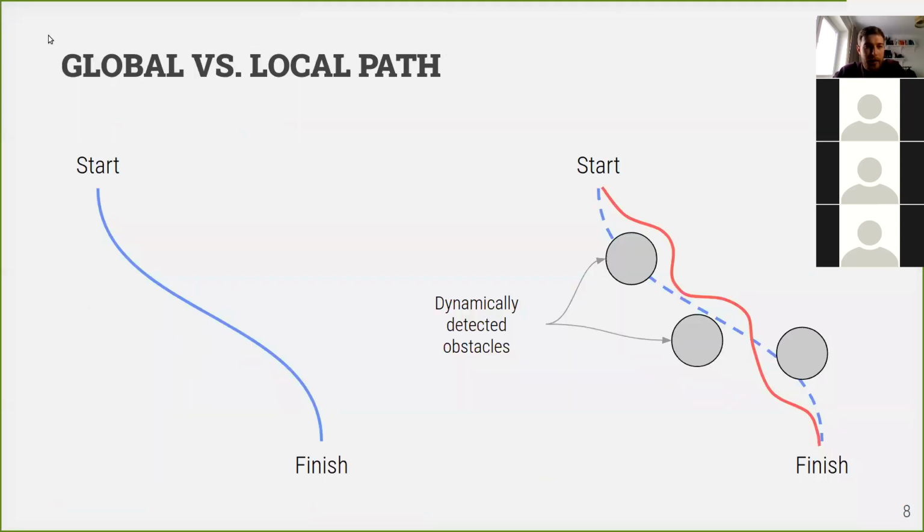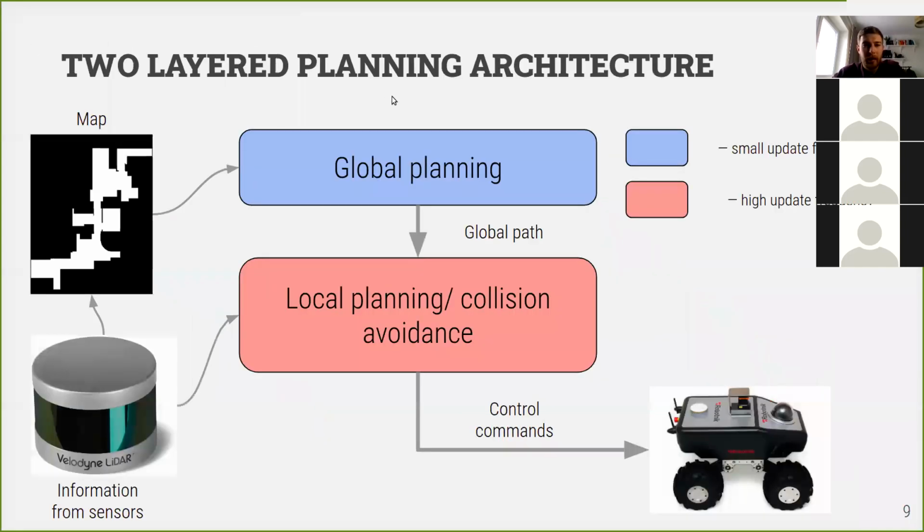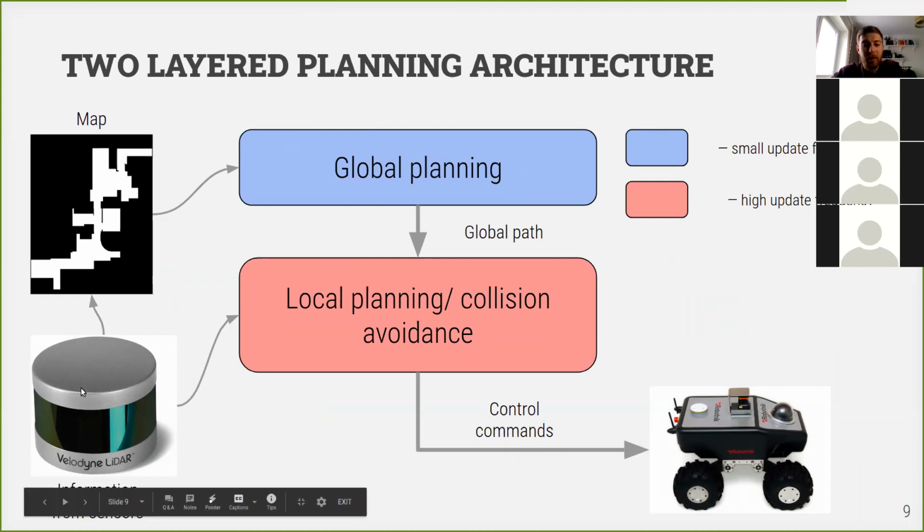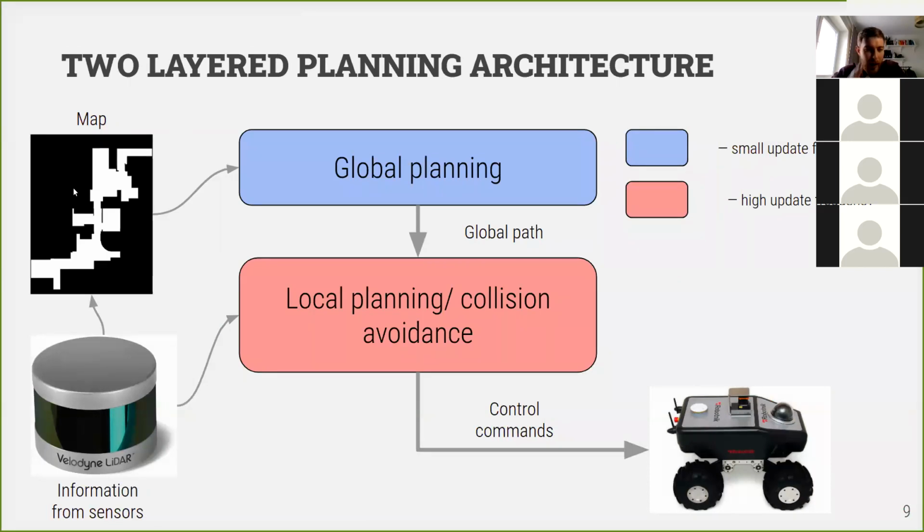So how to realize this global and local planning? Because we have to plan both the global and local plan. There are many ways and many approaches known in robotics, but there is one classical and well-known approach called two-layered planning architecture. It consists of two parts. First, there is global planning. We first have a map, and you can see that the map can be updated with sensory information, but for now we just have a map.